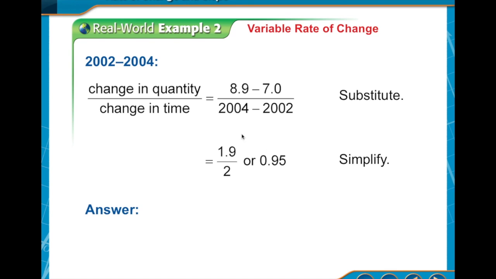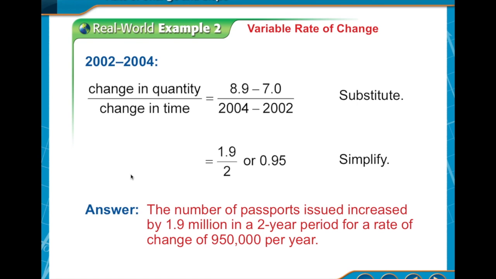So for that period, from 2002 to 2004, this is our rate of change. So in other words, we find that every year we're getting just under 1 million more passports. That's the value of having that number. Just under 1 million is also, you could rewrite it instead of 0.95 million, as 950,000. Either way, it's fine.